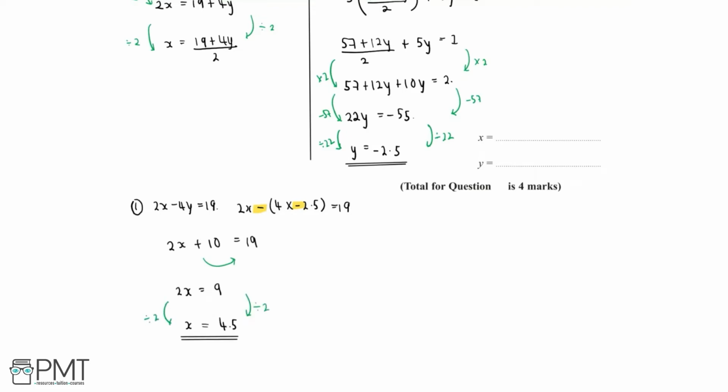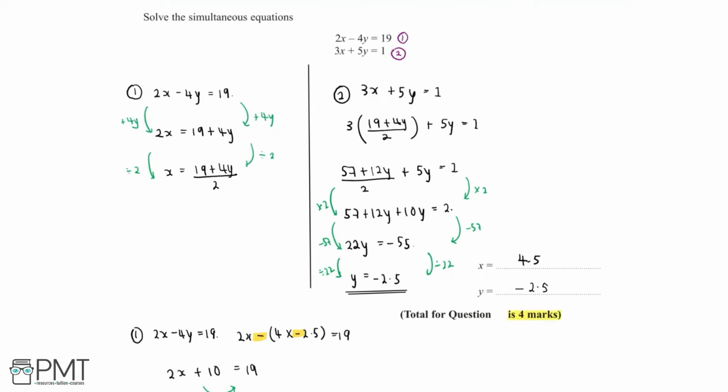And so we've now found the correct values for x and y, which we can write down in the space provided. Now this question is worth 4 marks, so let's take a look at where these marks are allocated. We get 1 mark for a process to use either one of the equations to find x in terms of y. And so we said that x is equal to 19 plus 4y, all divided by 2. We get the second mark for substituting this value in to the other equation in order to find y, which we said was equal to minus 2.5.